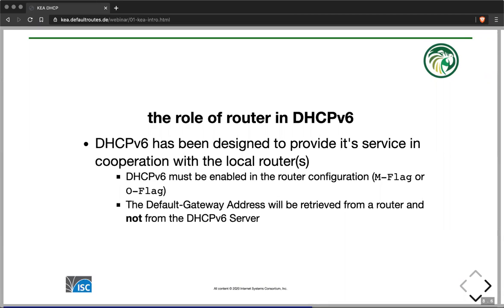The router, in addition to the M and O flag, M flag being the managed flag, telling that DHCP IP addressing is being used in this network, and the O flag is called the other flag, telling the client that we don't do IP addressing in this network with DHCP, but you can ask for other network configuration from DHCP. The default gateway's address will always be retrieved from the router in an IPv6 network and never from the DHCPv6 server.